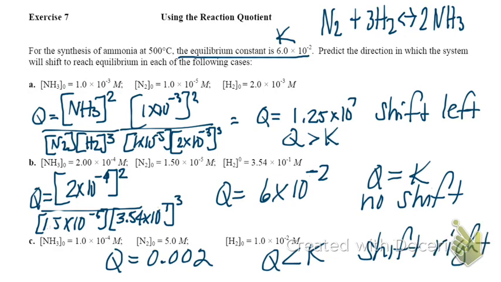If you were doing a problem on an FRQ and it asked you to do that, you can't just calculate Q and say you're done. You have to go through the process of saying, because they want to be able to recognize that you understand that the equilibrium shifts are based on you knowing if Q is greater than or less than K. So you must state that.